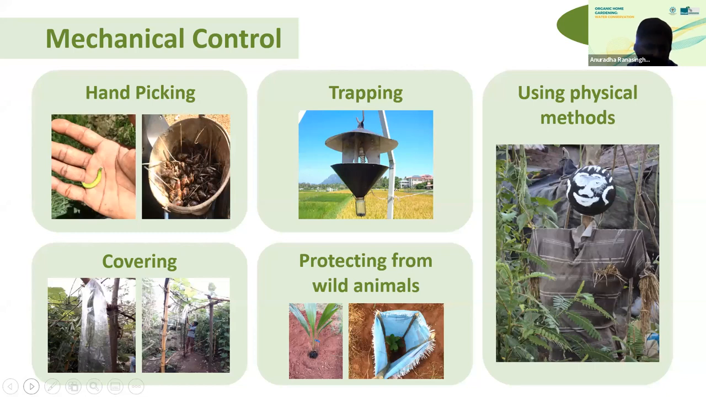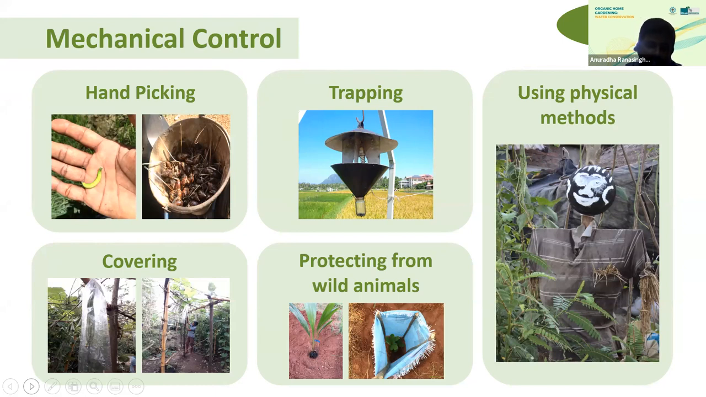So these kinds of traps, then you can use grease traps in your garden. The aphids and mites come and stick to these traps. You can take green or white, yellow or white polythene strips, and apply a grease layer on top of it and hang it. Then harmful insects come and stick to these grease traps.